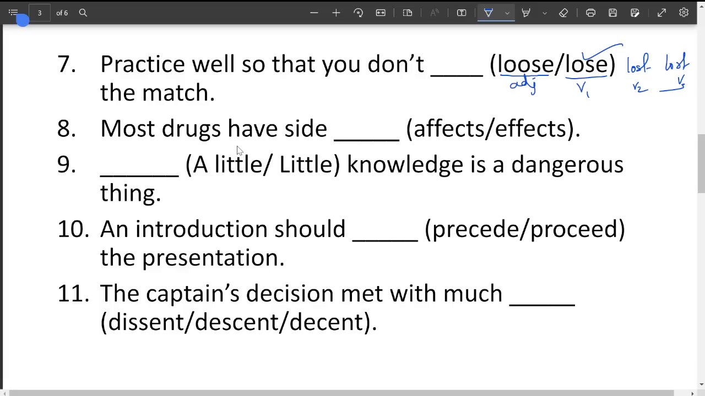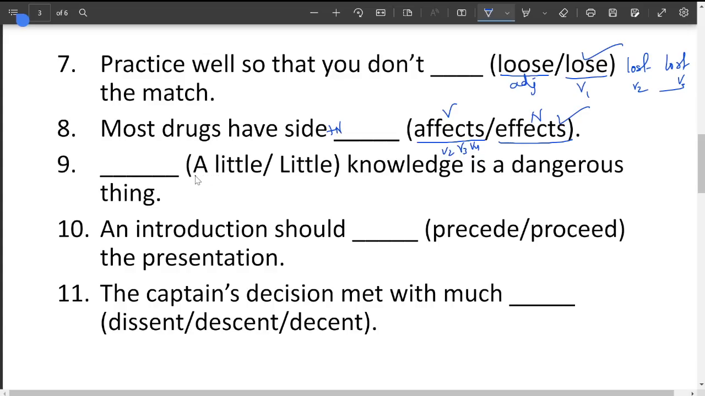Next, most drugs have side effects. Now which effects is correct? Look at this effect. This effect is the verb form, this effects is the noun form. The verb can be changed into V2, V3, V4. This effects is only a noun, it can be only singular or plural. Now most drugs have side what? Side is followed by a noun form. Which noun form can you use here? Only EFFECTS.